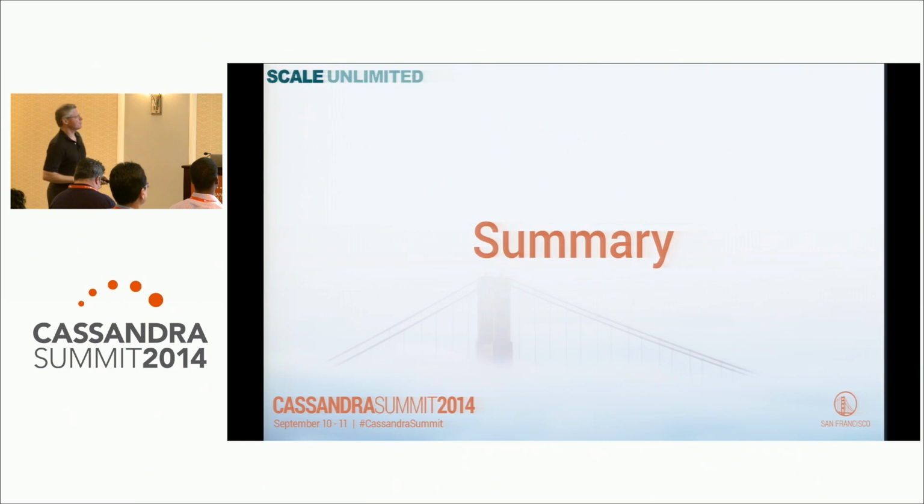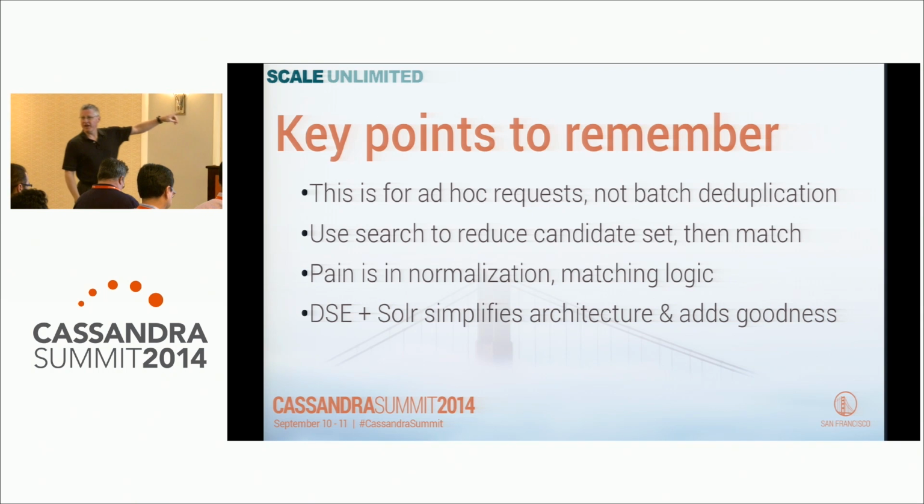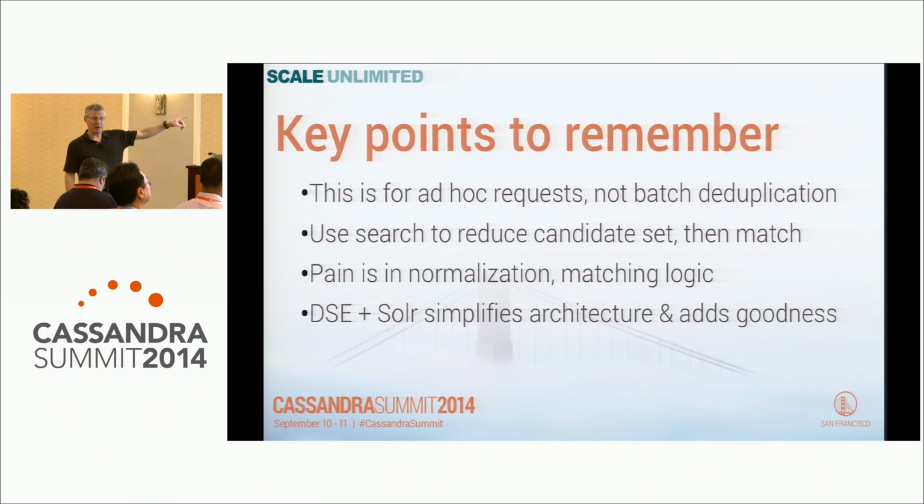All right, so summary. This is for ad hoc deduping and fuzzy matching, not batch level. I think my slides from Hadoop Summit are posted somewhere if you care about similarity at scale, like doing the batch-level dedupe. The key is we use search to get a small set of candidates that we then do the expensive match similarity against. The pain, like with all this stuff, is always the data prep: the normalization, cleaning up the data, dealing with messy data. That's the problem. And using Cassandra plus Solr in DSE makes this pretty easy architecturally to handle.